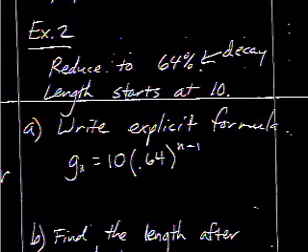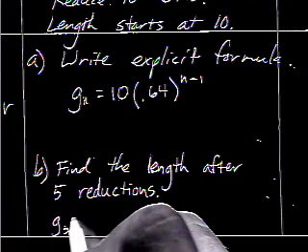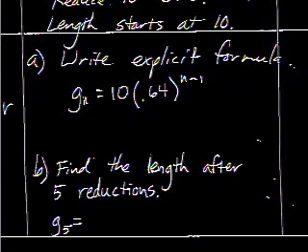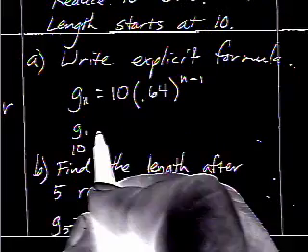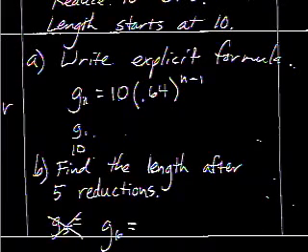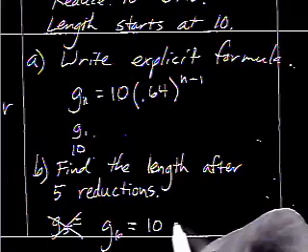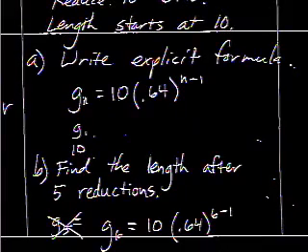Find the length after 5 reductions. Well, just plug in. Now wait a second, is this the 5th term or the 6th term? If the first term is a 10, we want 5 reductions. We're not looking for G sub 5, we're looking for the 6th term in the list. And the 6th term in the list would be 10 times 0.64 to the 6 minus 1.